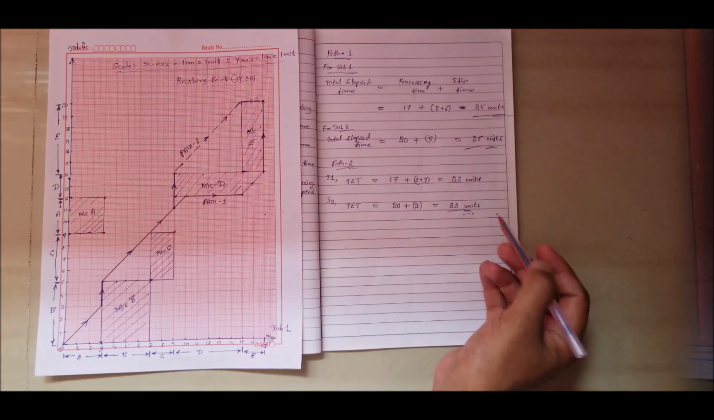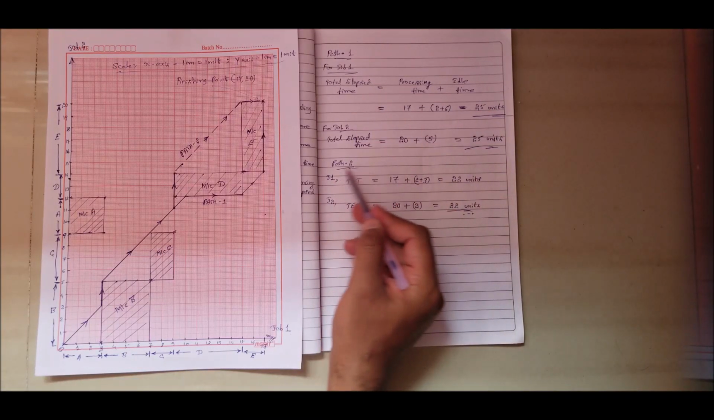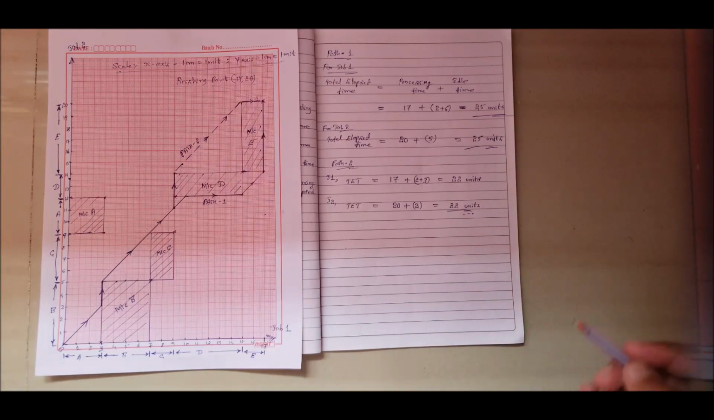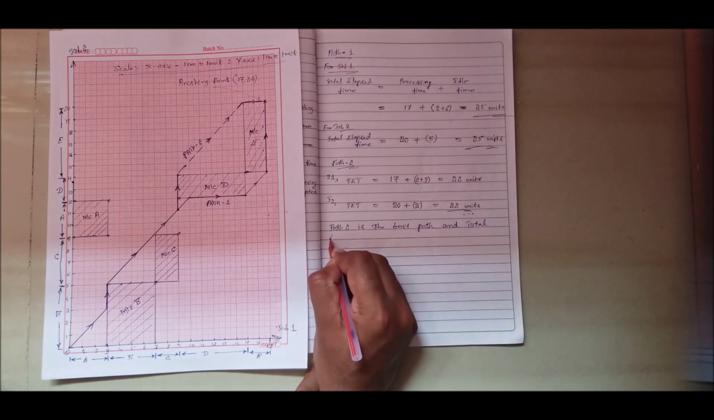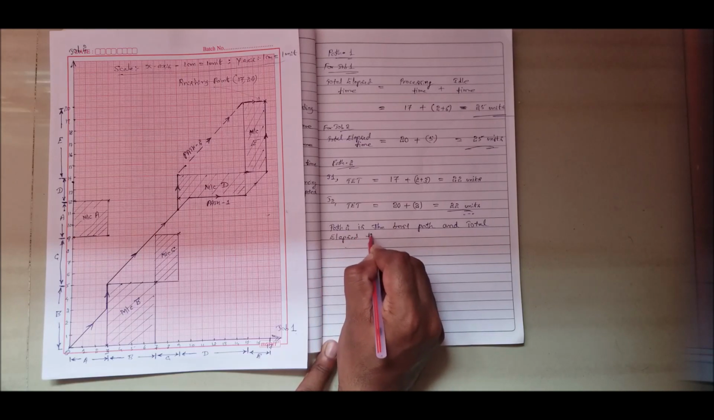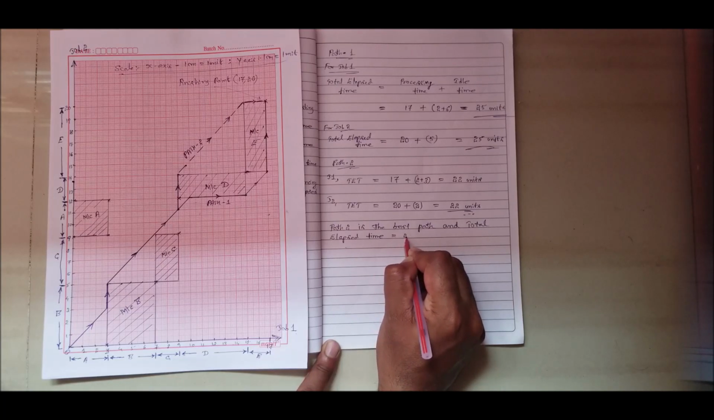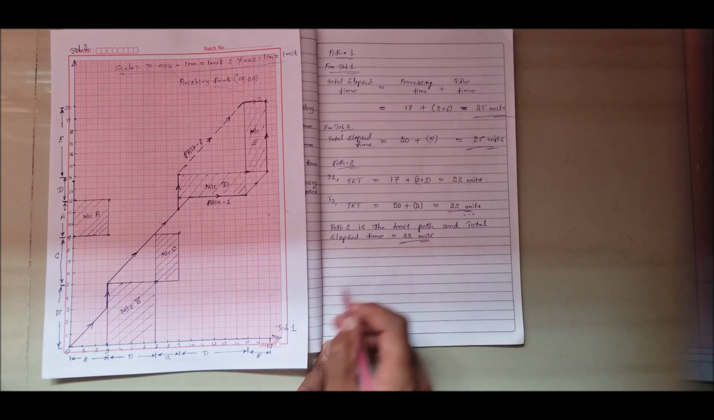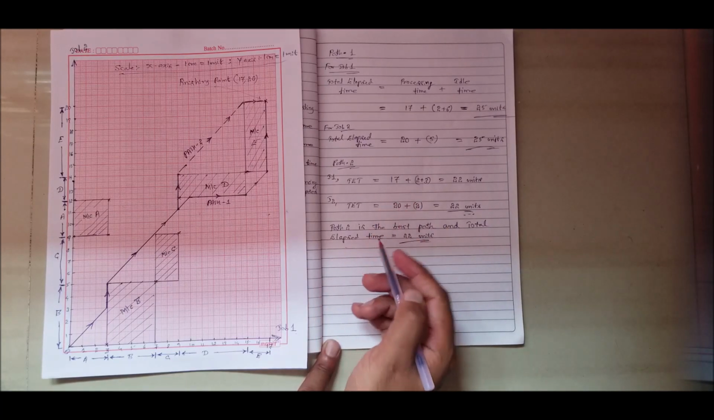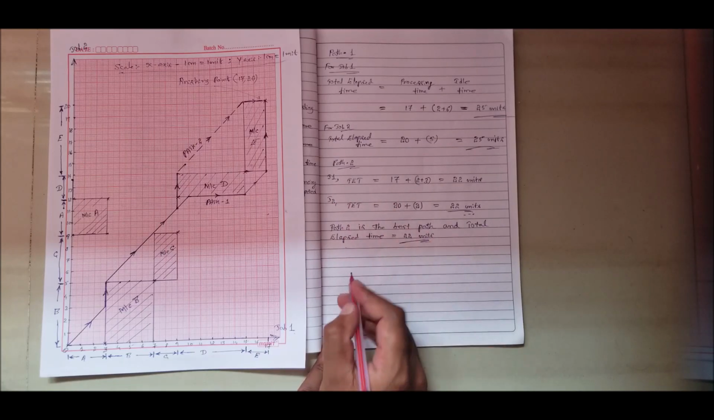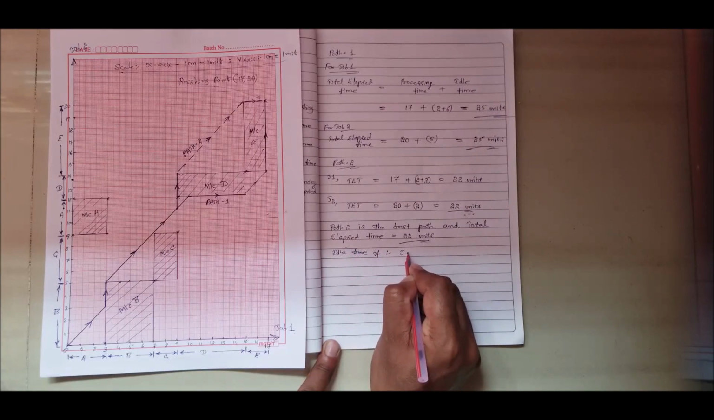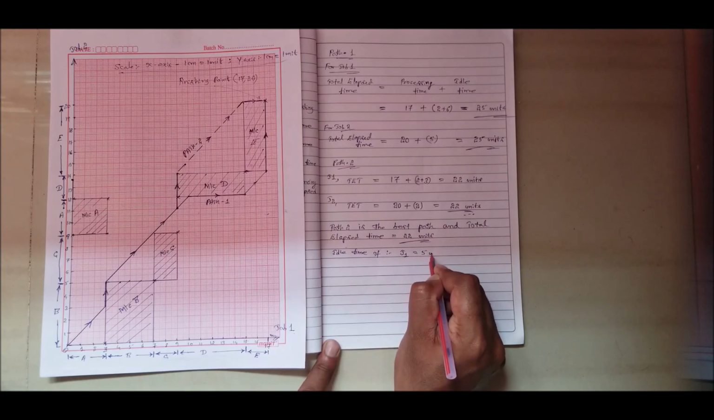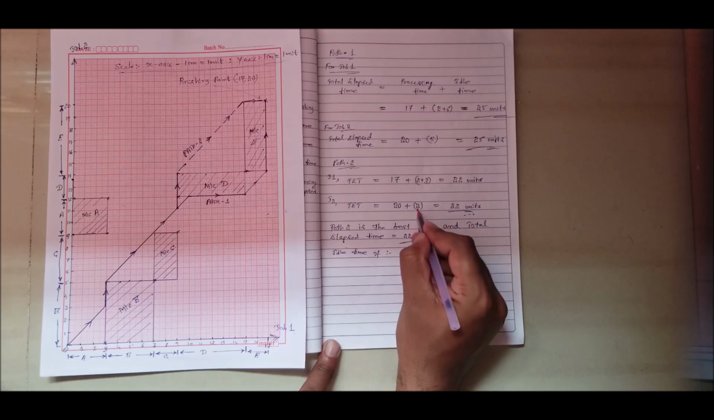Comparing path 1 and path 2, path 2 is best because the total elapsed time is minimal. It is just 22 units. So the answer for this problem is path 2 is the best path, and total elapsed time for this problem is 22 minutes. And coming to the processing time, it is already known to us. Processing time is 17 for job 1 and 20 for job 2, and the idle time of job 1 is 5 units and for job 2 it is 2 units.